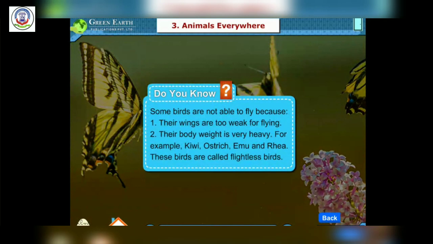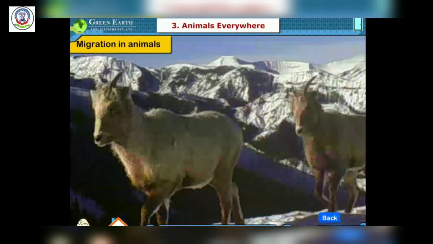Do you know? Some birds are not able to fly because their wings are too weak for flying. Their body weight is very heavy. For example, kiwi, ostrich, emu, and rhea. These birds are called flightless birds.